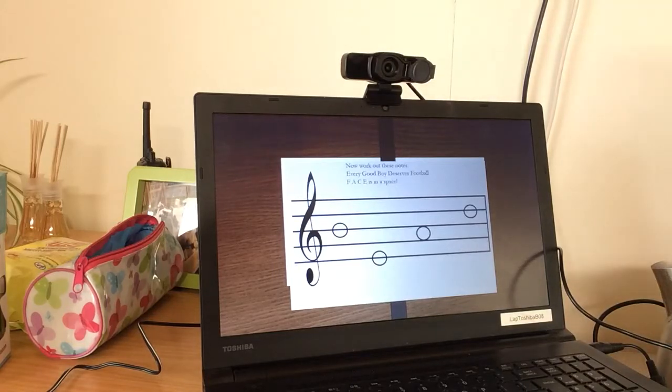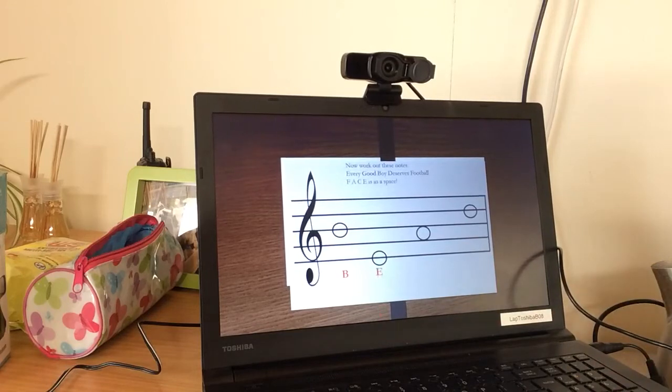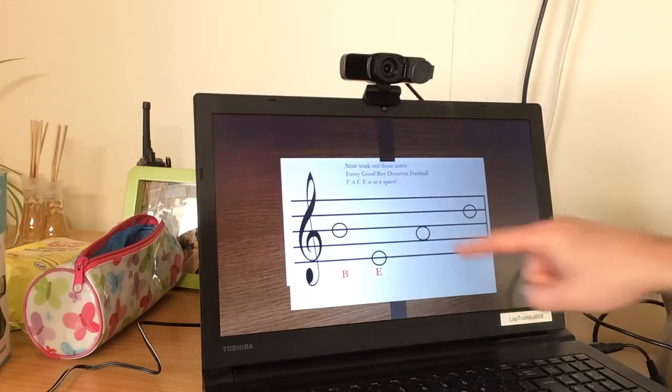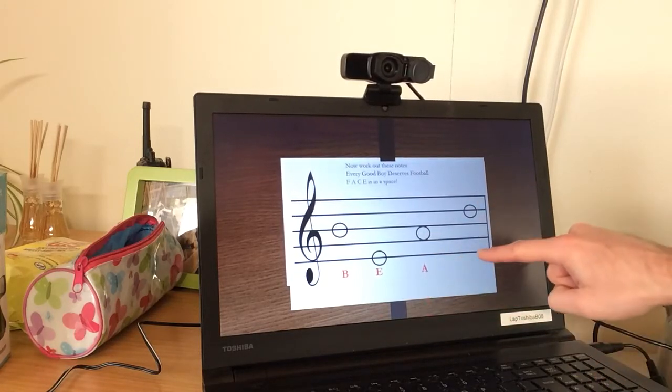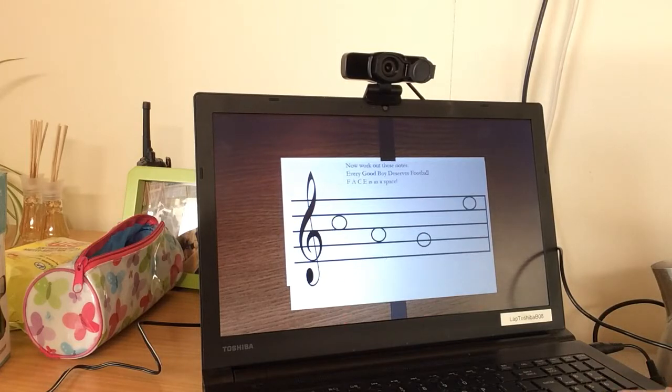Okay, so the first one, it's got a line in it, so every good boy. It's got a line, every. It's in a space, F-A. It's in a line, every good boy deserves. And you get the word bead. And we're going to try one more today. I'm going to give you this one. Off you go.